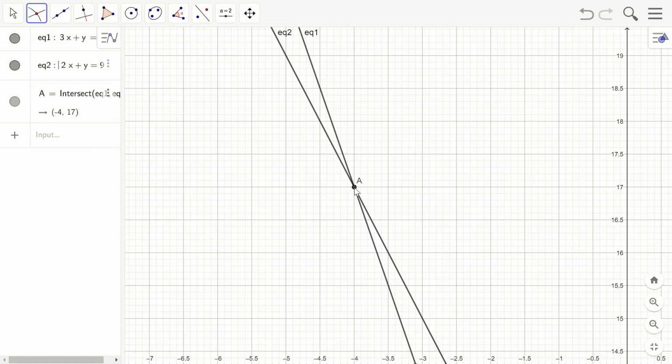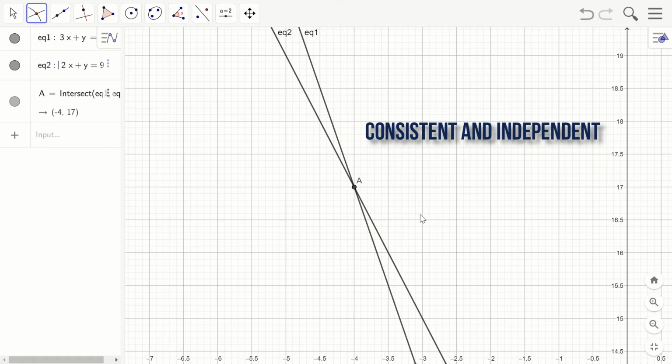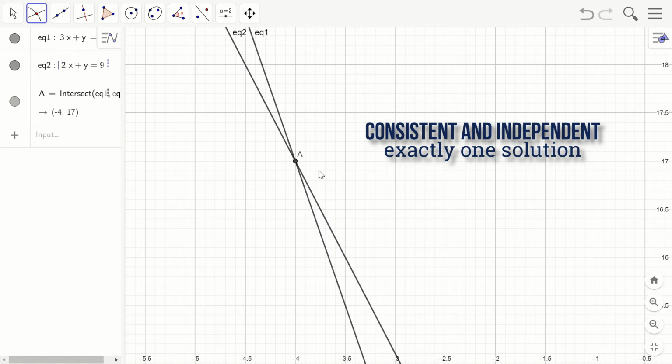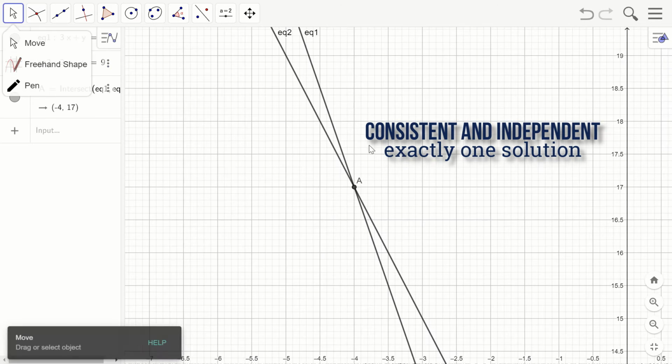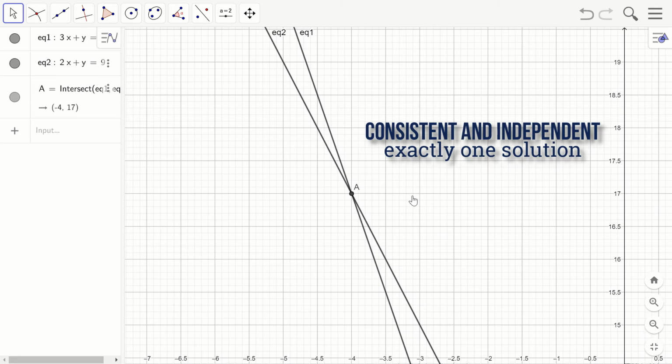Now, if the situation is like this, when two or more lines are intersecting, this is what we call consistent and independent. This means we have exactly one solution. Our solution here, which we call point A, is negative 4 and 17. So x is negative 4, y is 17.